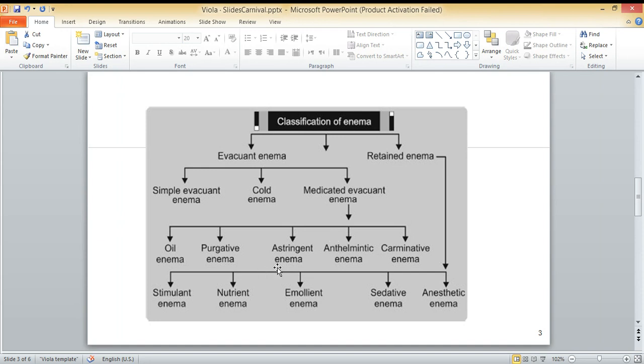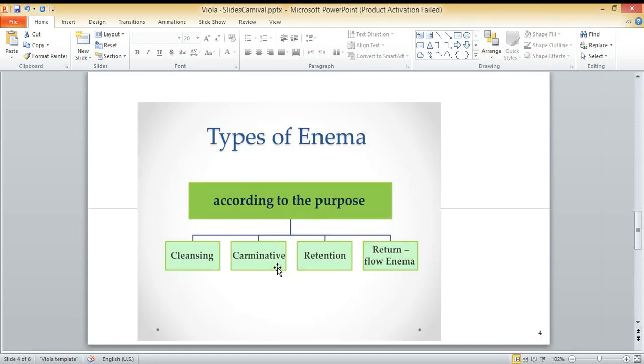Moving on, another classification would be according to purpose. According to purpose, enemas are divided into four types: cleansing, carminative, retention, and return flow enema. Mainly today I want to focus on cleansing enema and its types.